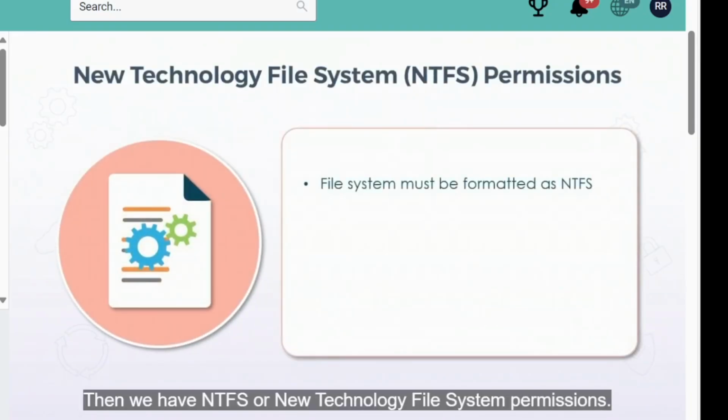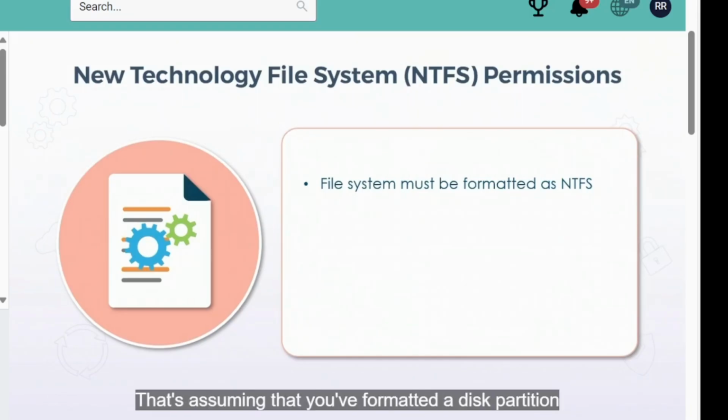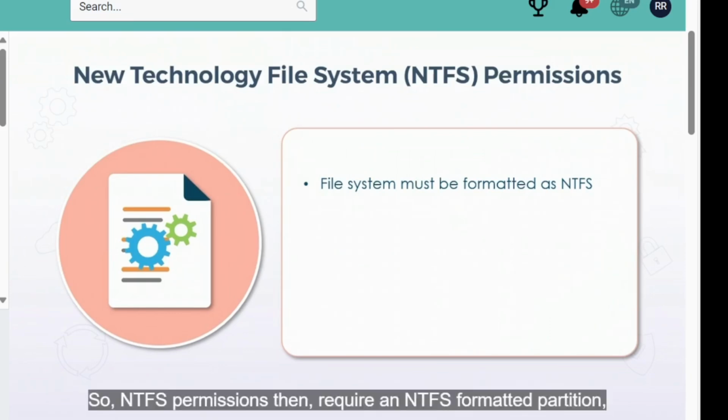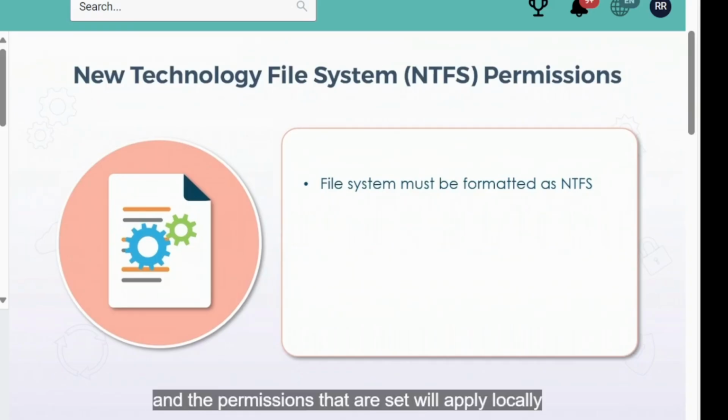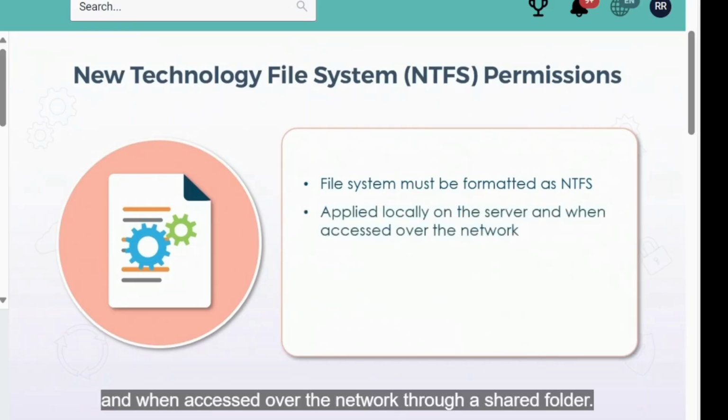Then we have NTFS, or New Technology File System, permissions. That's assuming that you formatted a disk partition on the Windows host using NTFS. Because if you formatted it with, let's say, FAT32, you wouldn't have NTFS permissions available. So NTFS permissions then require an NTFS formatted partition, and the permissions that are set will apply locally and when accessed over the network through a shared folder.